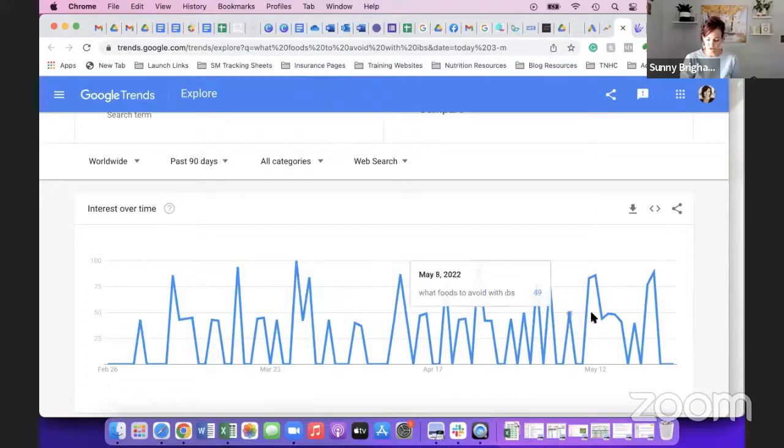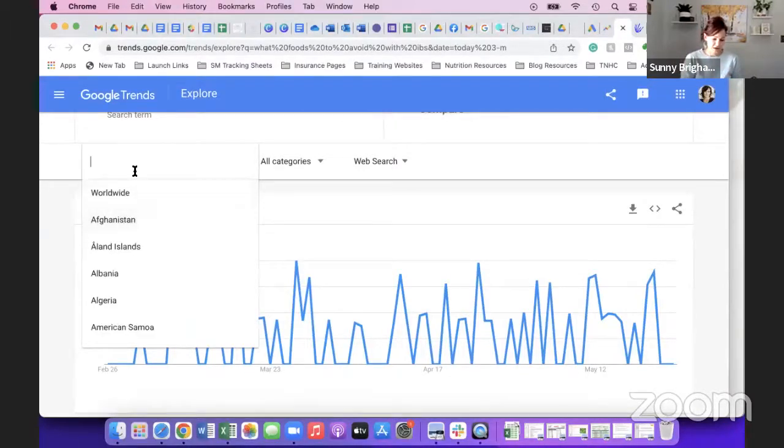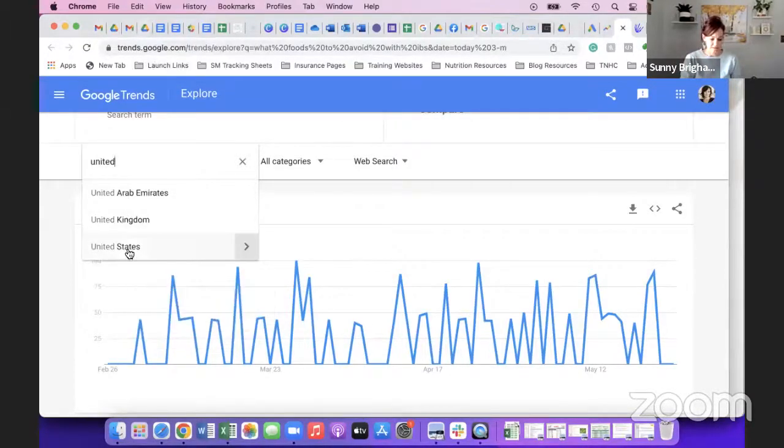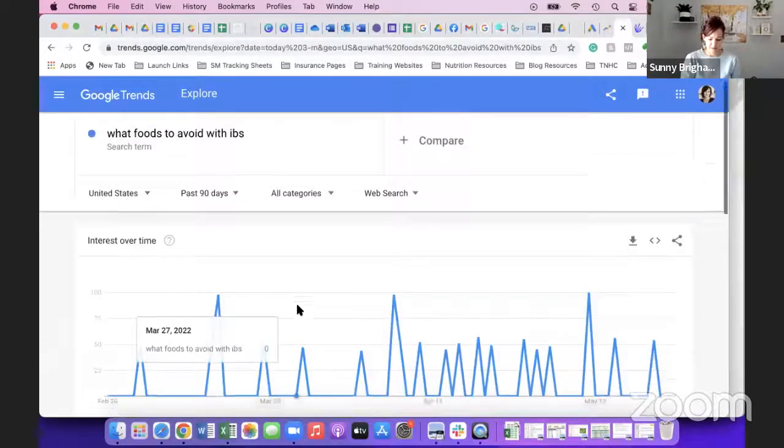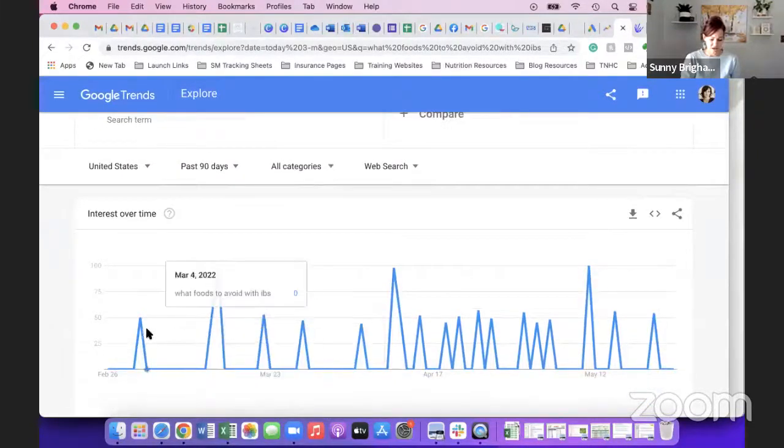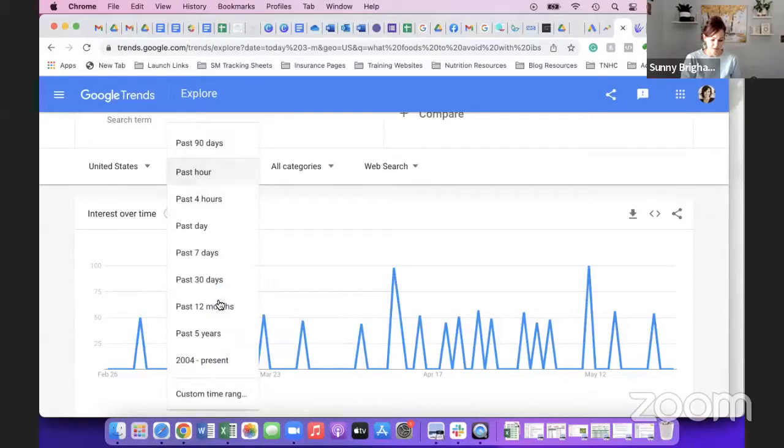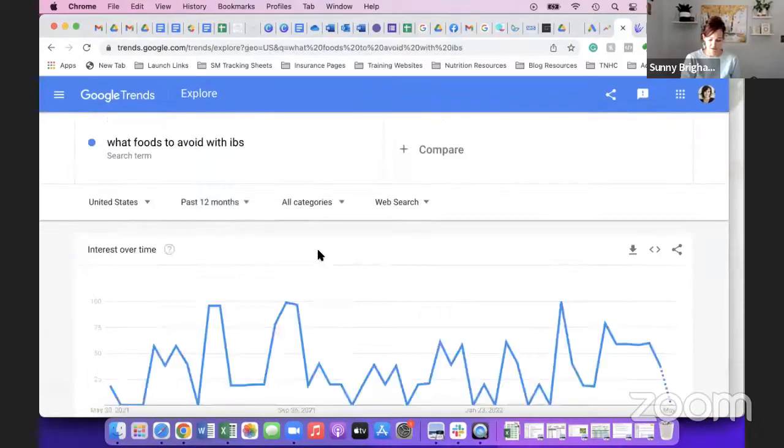So this is a really good trend line. We've got nice ups and downs and not just kind of a flat line. Let's say we want to look just at the United States in the past 90 days. I would say this is a pretty good trend line, especially when we're looking at the months, but let's look at the past year.